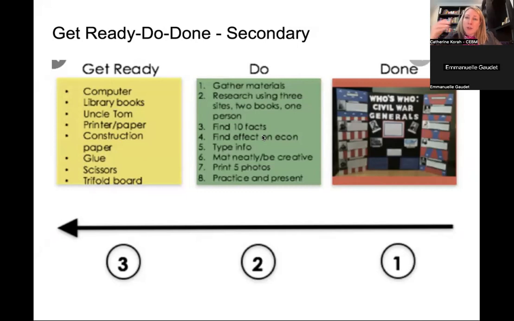And so Get Ready, Do, Done is a way to help them with their issues with executive functioning, by breaking down the task, especially when we've got a task that has many, many steps to it. It really helps to make it more concrete and more visual and more explicit. And so I invite you to go and take a look at the documentation on Get Ready, Do, Done.